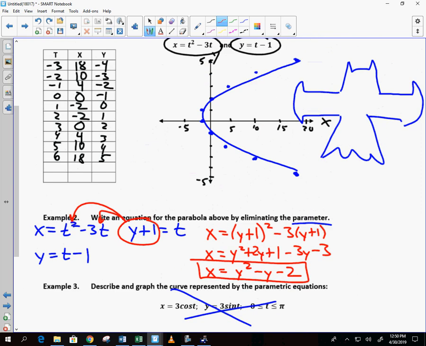Not the bat symbol. Sorry, everybody. You're going to have to look deep into the internet to find that one.